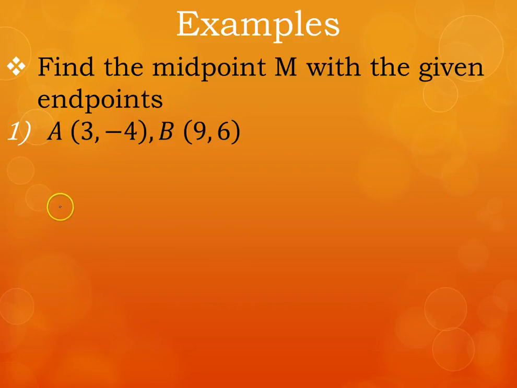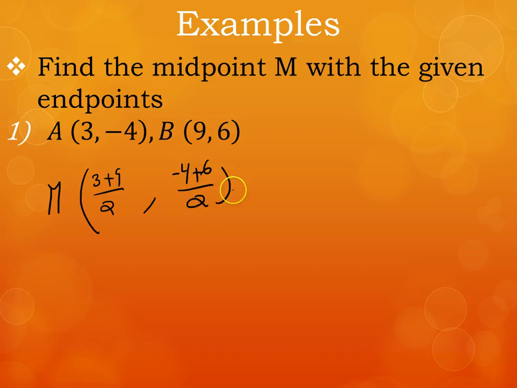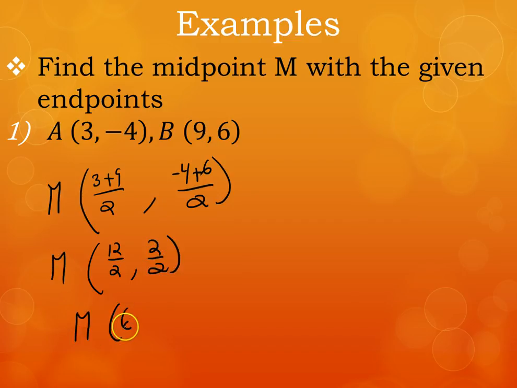So the midpoint for A and B, we would add our x's, 3 plus 9 over 2, and add our y's, negative 4 plus 6 over 2. This becomes 12 over 2, 2 over 2. So our midpoint M is 6, 1. Very straightforward. Not much to these kind of problems. You're just adding x's together, dividing by 2, adding y's together, divided by 2. Please remember, it's a coordinate point, so there should be a comma in between.